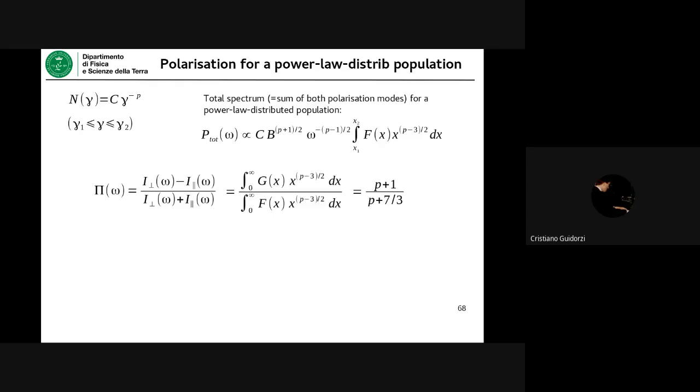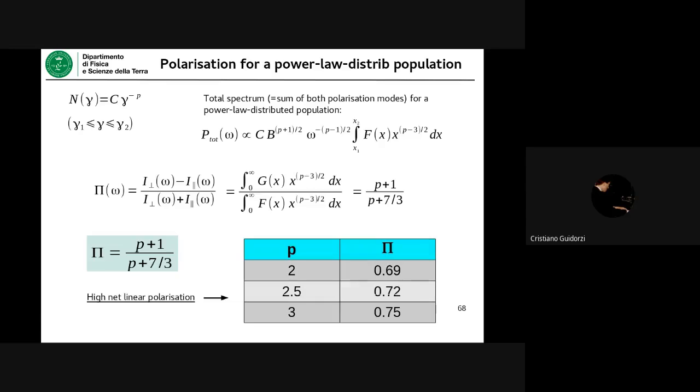The result is a mere function of P, the index of the electron energy distribution. So this is the famous formula which gives you the linear polarization degree for a population of electrons distributed with a given electron index P. So this can be relatively high, as I said. Let's have a look. If you replace typical values for P, as I said, for example, when you study so-called gamma ray bursts, that I'm not going to talk about.